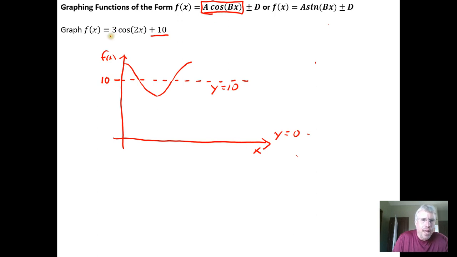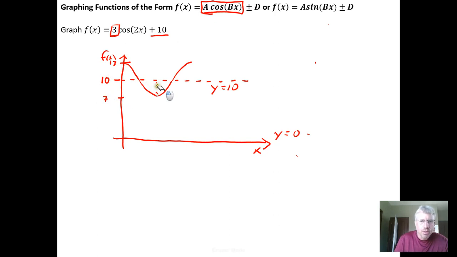And then the amplitude just means that usually you're 3 units above your midline. Well, if we're translating things upwards 10 units, now we need to be 3 units above our midline. So our amplitude is 3. So we're going to be at 10 plus 3, which is 13 units. And the lowest point should be 3 units below the midline. So 10 minus 3 is 7.